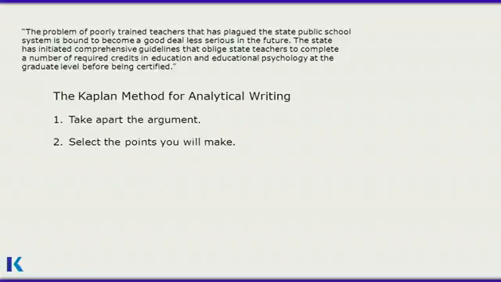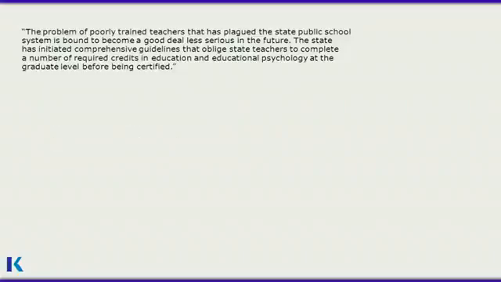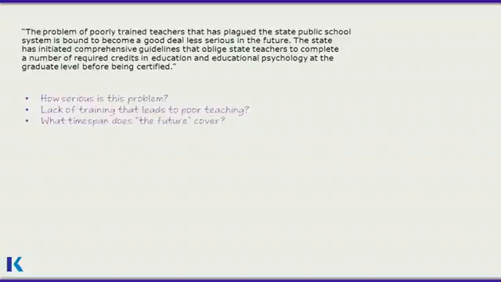First, identify at least some of the flaws and assumptions in the author's reasoning. Always accept the evidence as true, but that doesn't mean it's always sufficient to support the argument. You should already be questioning the conclusion you read a moment ago. Perhaps some of the following questions popped into your head. Do we even know if there's a serious problem with poorly trained teachers? Is it lack of training that makes teachers perform poorly? What does the author mean by the future?